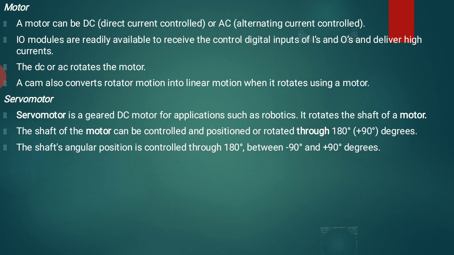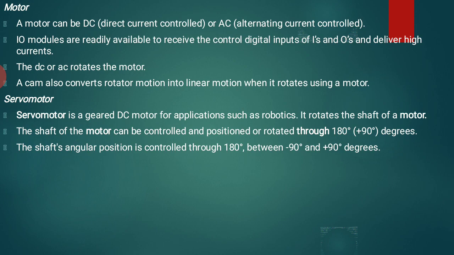Next our topic is a servo motor. A servo motor is a geared DC motor for applications such as robotics. So these motors are used in robotics. Servo motors are geared, they consist of gears. Based on those gears, it acts as a direct current motor for applications such as robotics.